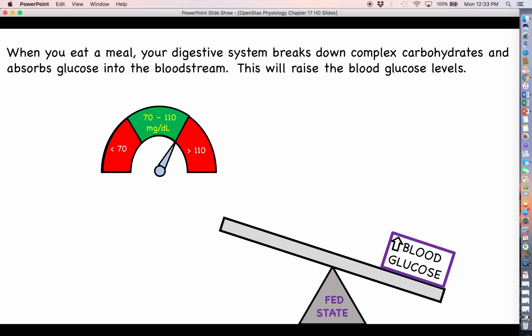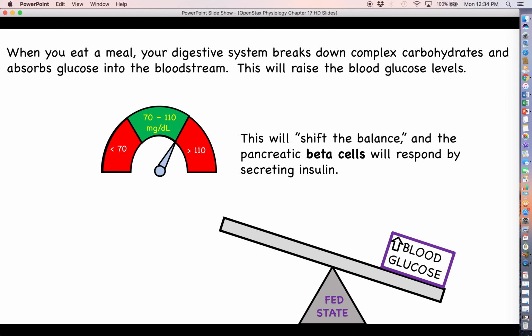So take one example. Say when you eat a meal. When you ate your breakfast this morning, whether it was a pastry or a donut or a muffin or something like that, it contains carbohydrates. When you digest those carbohydrates and break them down into individual glucose molecules, you absorb that through the intestines, like what we talked about in chapter 3, right? So that is going to increase your blood glucose levels pretty close to the top of the normal range, if not above. So this is going to shift our balance here towards hyperglycemia.